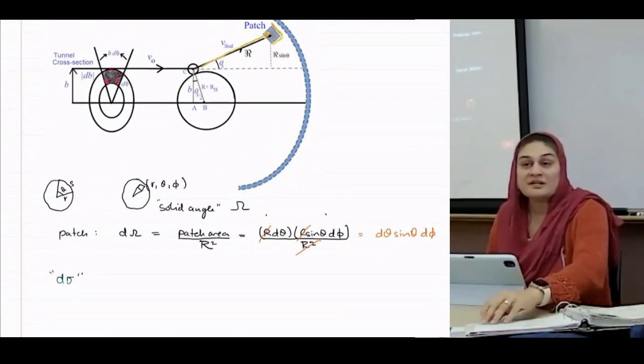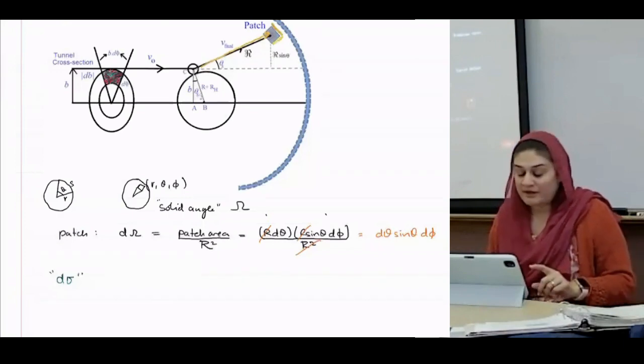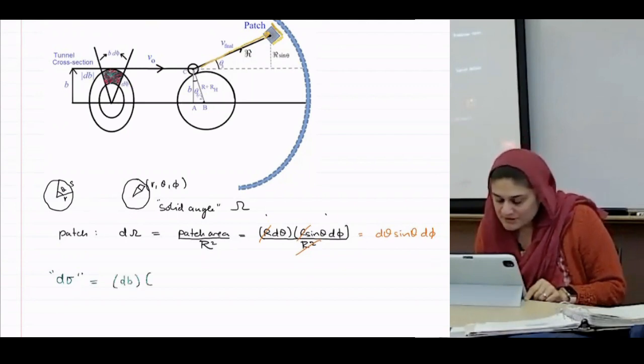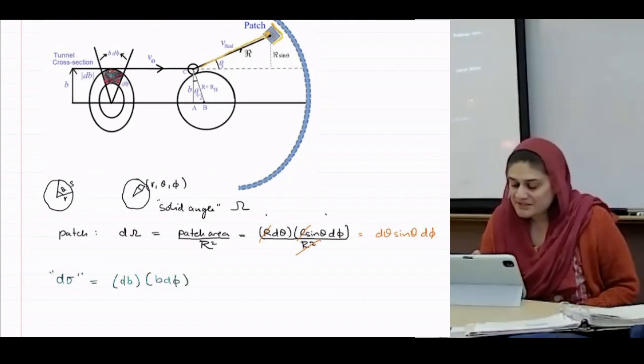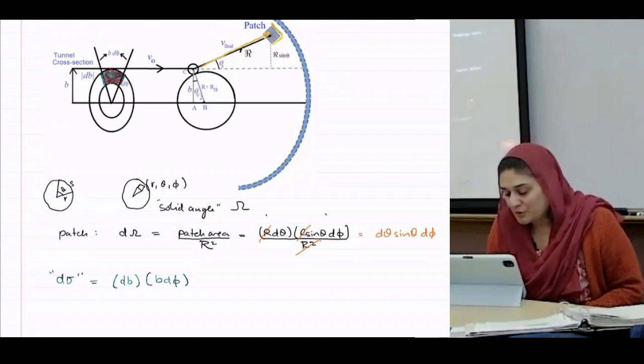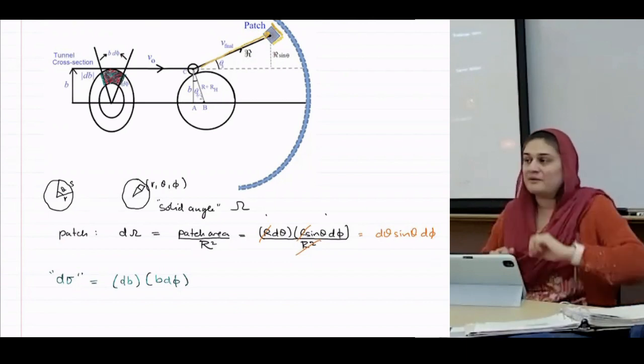Good? So these are the particles that came in from there. Watch carefully. How do I define this? This is defined as dB times b d phi. It's this dB in this patch plus this d phi. But that's total b, and that's the little tiny b that we're worried about.